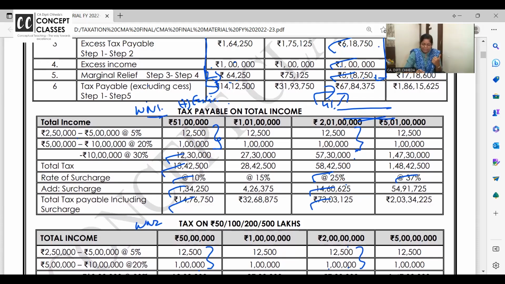Even in case of companies, this is the case of individual. But in case of companies also, how will you do? If the income has exceeded 1 crore and up to 10 crores, on 30% tax you are paying a surcharge of 7%. And if it just exceeds 10 crore and 1 lakh, you are ending up paying surcharge at 12%. So 12% tax with 7% tax, the excess tax minus the excess income is the relief. So exactly the same way marginal relief works in all the cases.